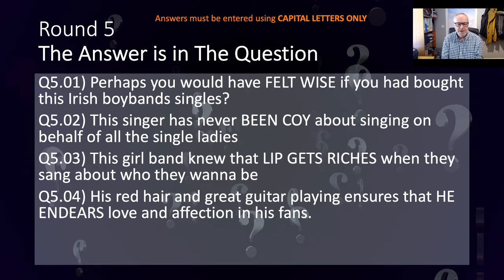Question number 4. His red hair and great guitar playing ensures that he endears love and affection in his fans. But who are we talking about here? You definitely want to be careful on the spelling of this answer.